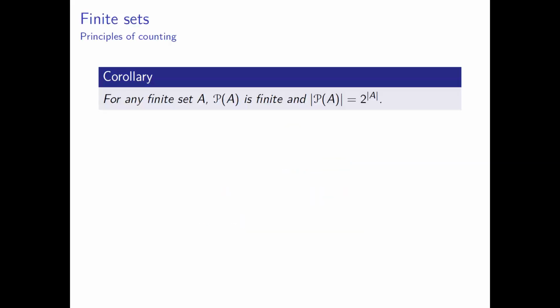Our first result is another counting formula that is a consequence of the principles of counting presented in the previous video. For any finite set A, the power set of A is finite with cardinality equal to 2 raised to the cardinality of A. Recall that the cardinality of a finite set is the number of elements in the set, and thus is equal to a non-negative integer n.